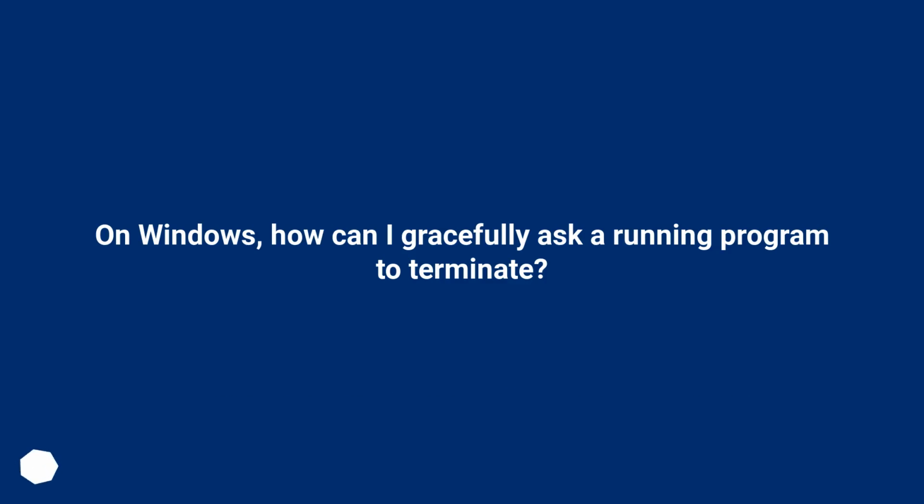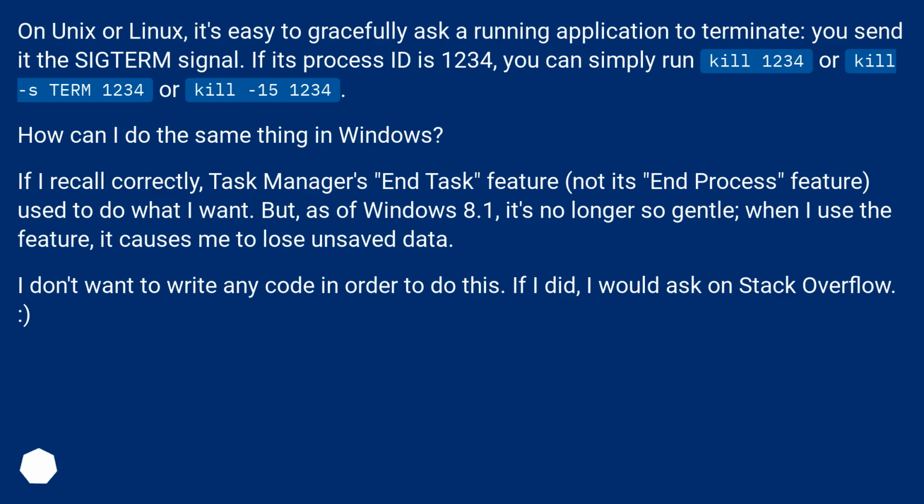On Windows, how can I gracefully ask a running program to terminate? On Unix or Linux, it's easy to gracefully ask a running application to terminate. You send it the SIGTERM signal. If its process ID is 1234, you can simply run kill 1234, or kill -s TERM 1234, or kill -15 1234. How can I do the same thing in Windows?